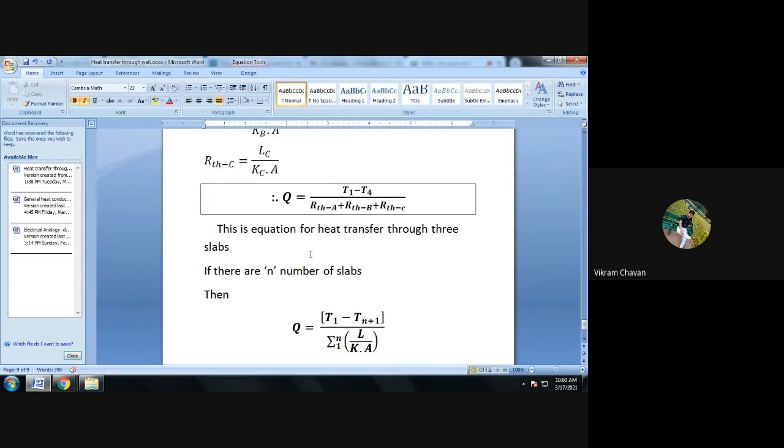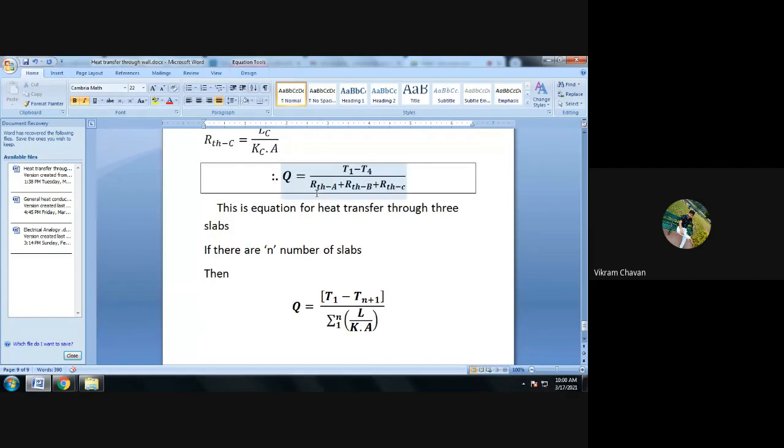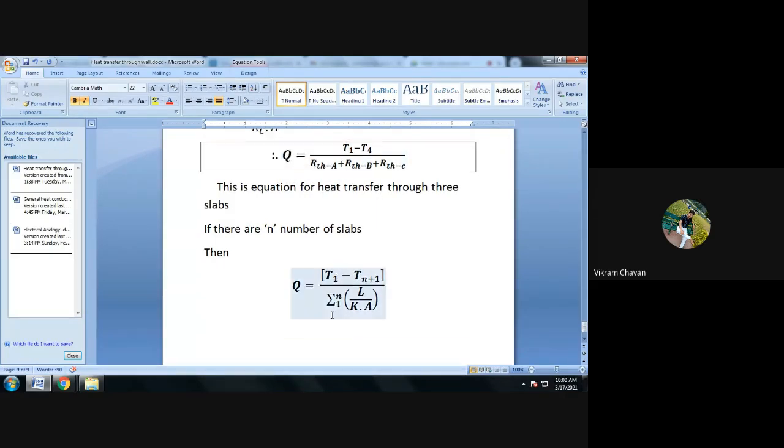Okay, and on the denominator side, we have to add up all the thermal resistances offered by the slabs. So the summation from 1 to n of thermal resistance. Thermal resistance means what? L divided by K multiplied by A for the particular slab. Addition of L divided by K multiplied by A for all the slabs. Okay, so that will be the composite slab derivation. This will be the composite slab or composite wall derivation.